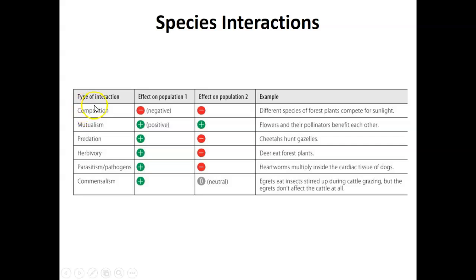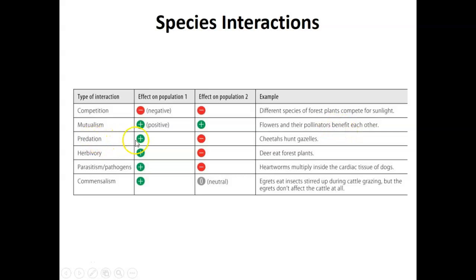First, some species can compete with each other. This kind of relationship or interaction is called competition. When two species compete for resources like food or water, the impact on both species is negative. Another interaction is called mutualism. This kind of relationship is going to benefit both species. For example, the flowers and their pollinators like bees or butterflies. They're going to benefit each other.